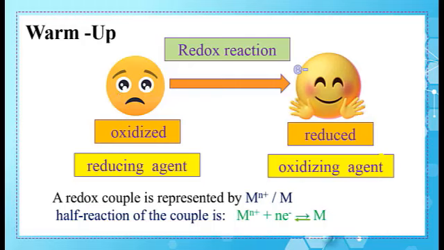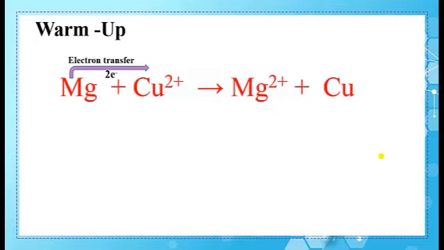A redox couple is presented by Mn+/M, and the half reaction of this couple is Mn+ + n electrons gives M, or M gives Mn+ + n electrons. An example of a redox reaction is Mg + Cu2+ gives Mg2+ + Cu. As you can see here, 2 electrons are transferred from Mg to Cu2+. Then we can say that Mg loses 2 electrons. When Mg loses these 2 electrons, it will form an Mg2+ ion.